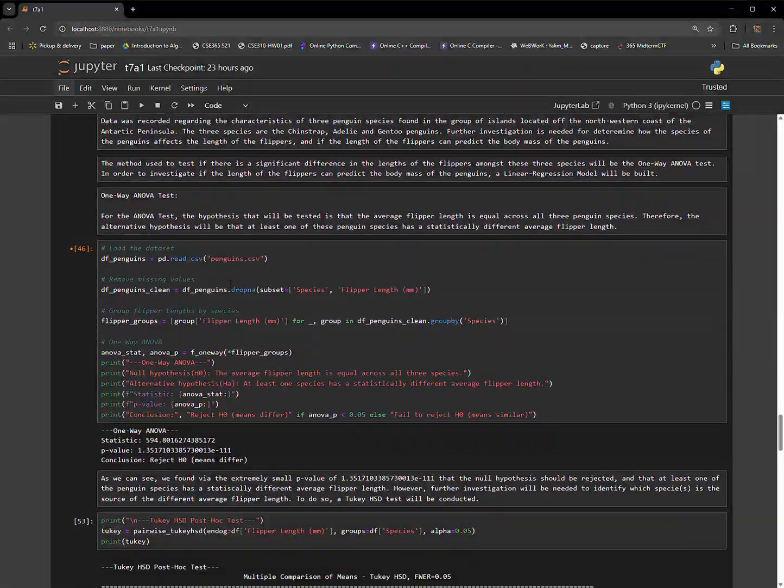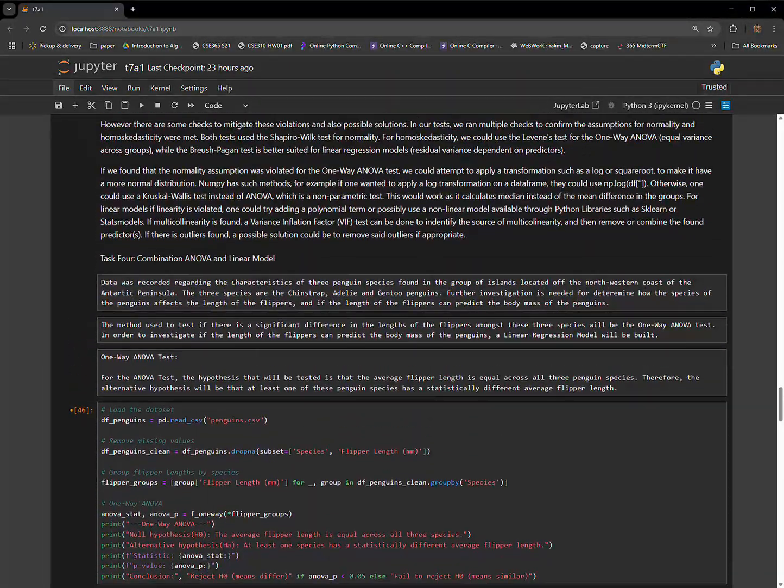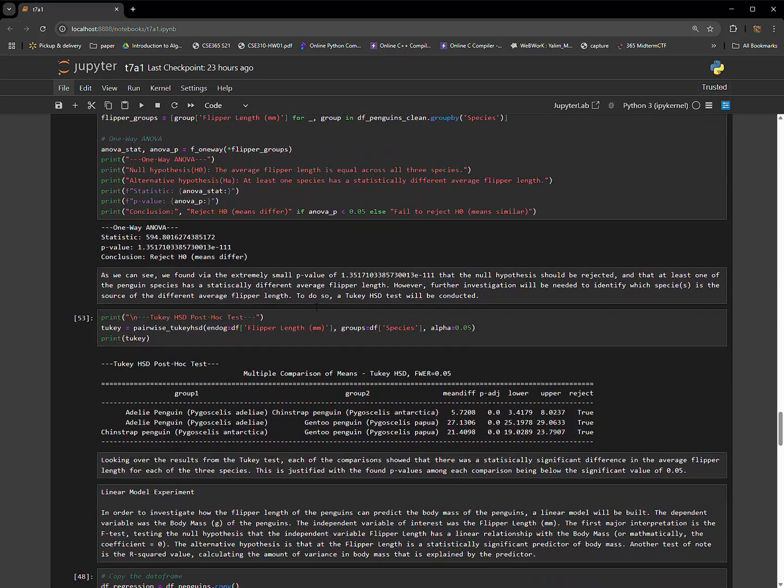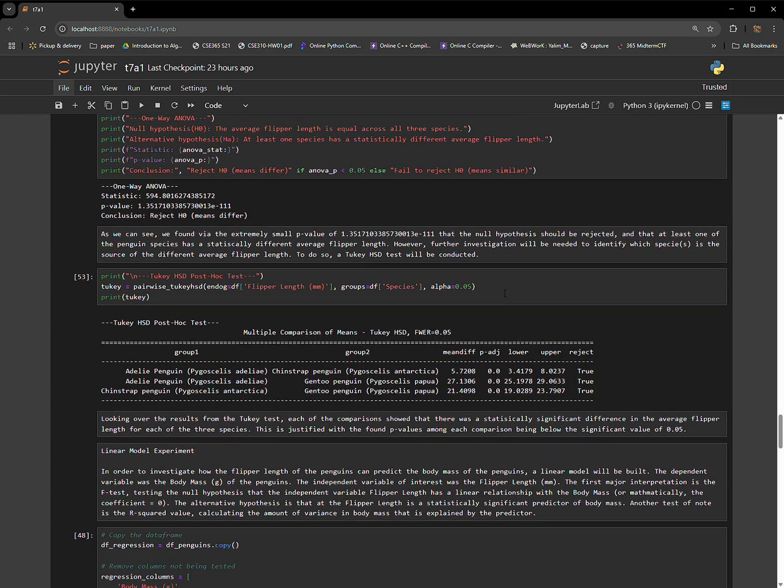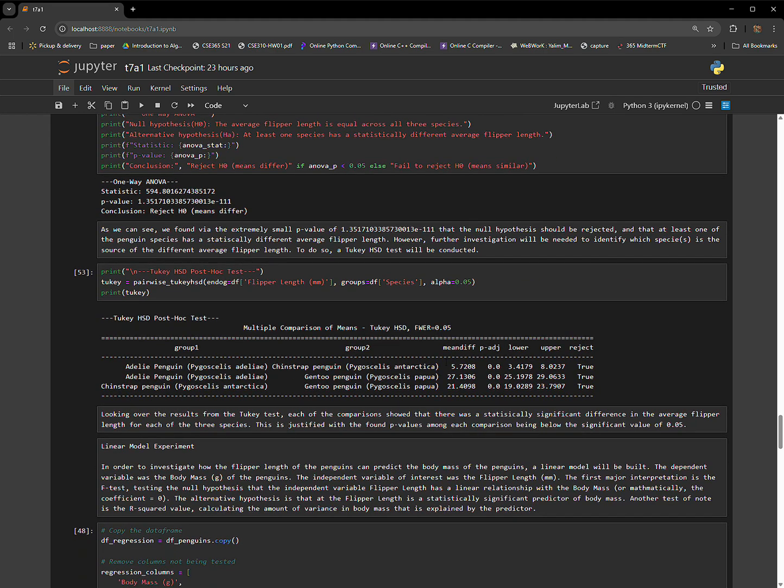The only difference in the next task was that I did a Tukey post hoc test to see which of these groups had a different mean, because we found earlier from the ANOVA test that one of the means was different. Looking at the results from this test, we should reject for each of the pairings, each of the comparisons. In fact, each of them has a different average difference amongst the flipper lengths.